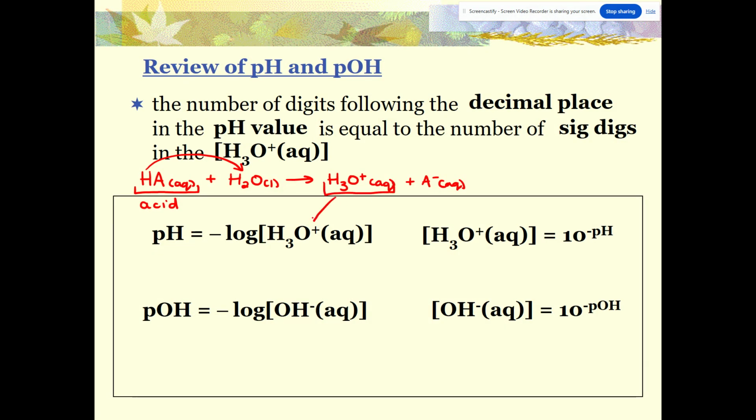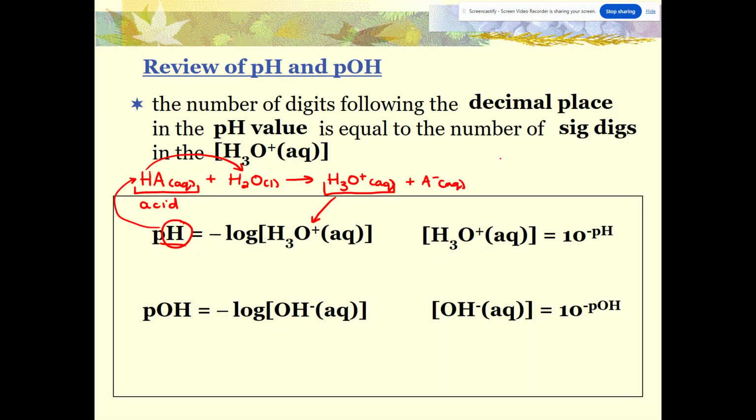If you take the negative log of those ions, that will give you a number on the pH scale. Think of H for the hydrogen from the acid. Okay, but the hydrogen doesn't just exist by itself, it bonds to water to make hydronium.